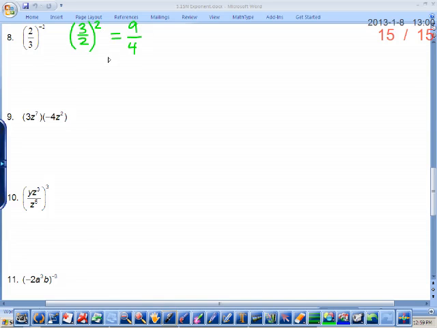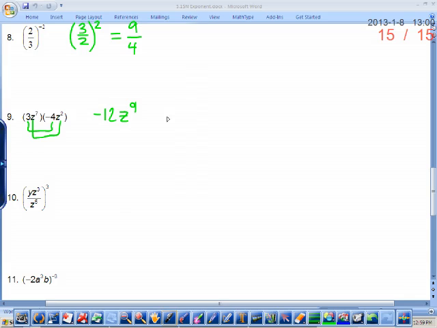Okay, and number 9, you got to break it down and work with your coefficients and then work with each variable. So start by taking 3 times negative 4, and what do we get? 12. And then you take z to the 7th and multiply it by z squared. Z to the 9th power. Everyone okay with that one?